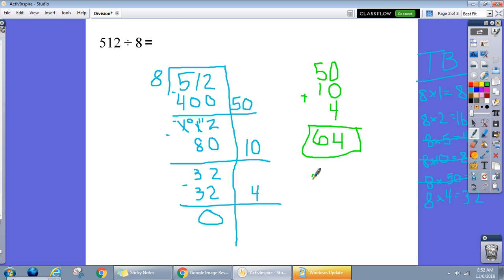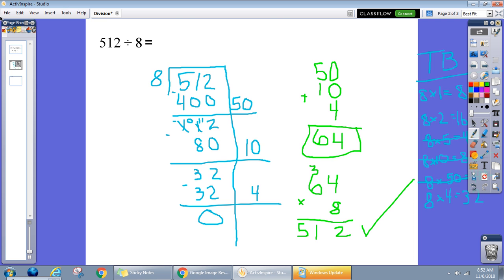And if I wanted to check myself, I could do 64 times 8. 4 times 8 is 32. Oop, my bad. See, not great at writing while talking. 32. 6 times 8 is 48, plus 3 would be 51. 512, 512. There you go.